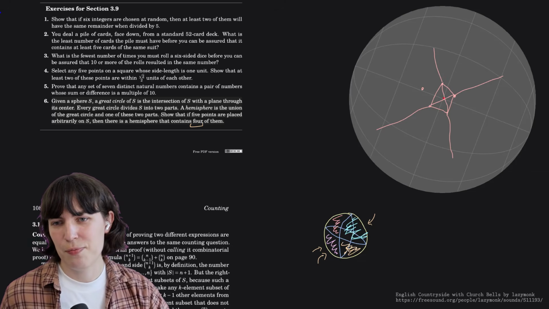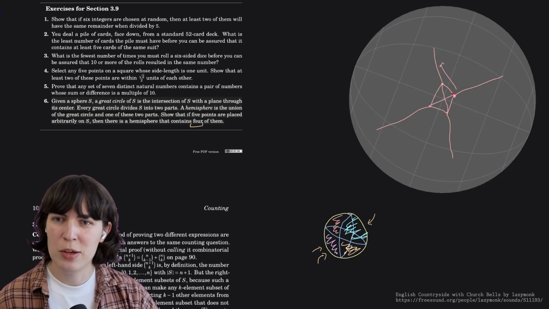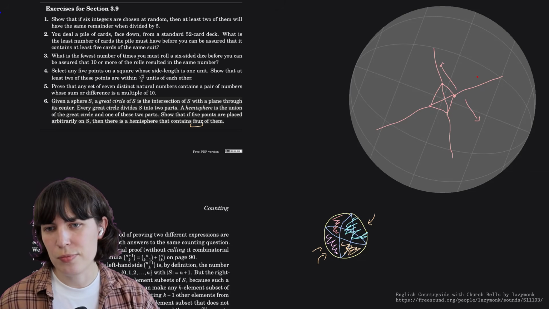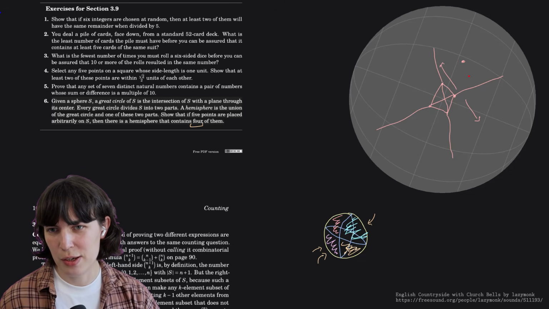If we did that, we would definitely have 3 points on this side. Let's ignore this one. We definitely have 3 points on this side and 3 points on this side. So this divides it into 2 hemispheres. Now we can either put a point here, in which case we get 4 here, or we can put a point here, we get 4 here. So is that the answer?